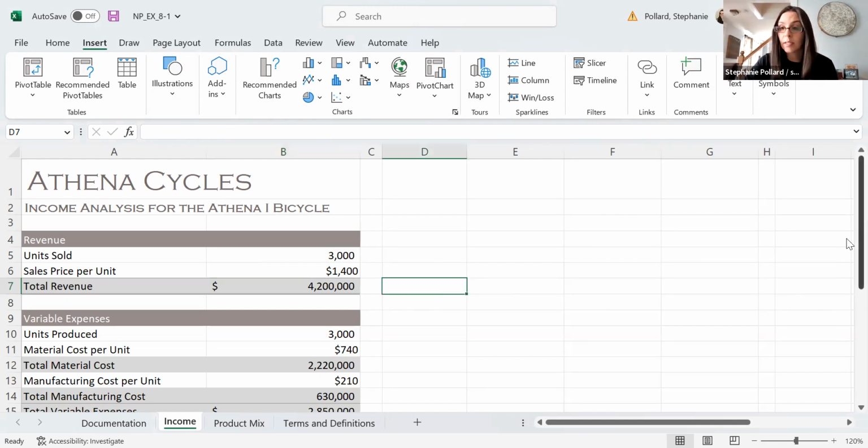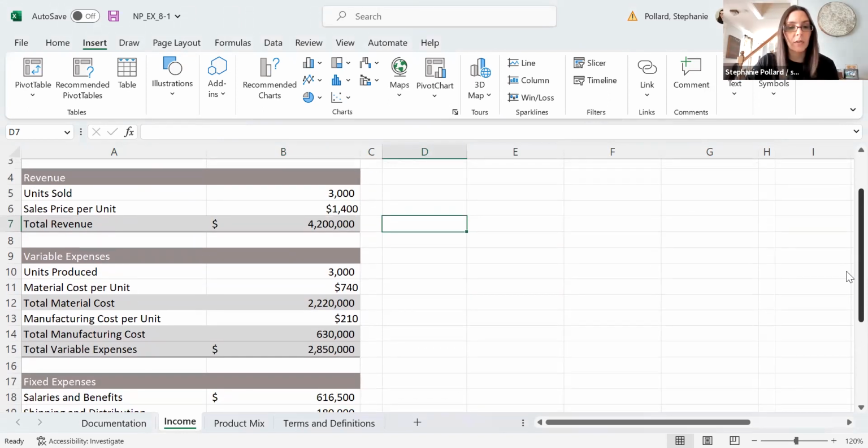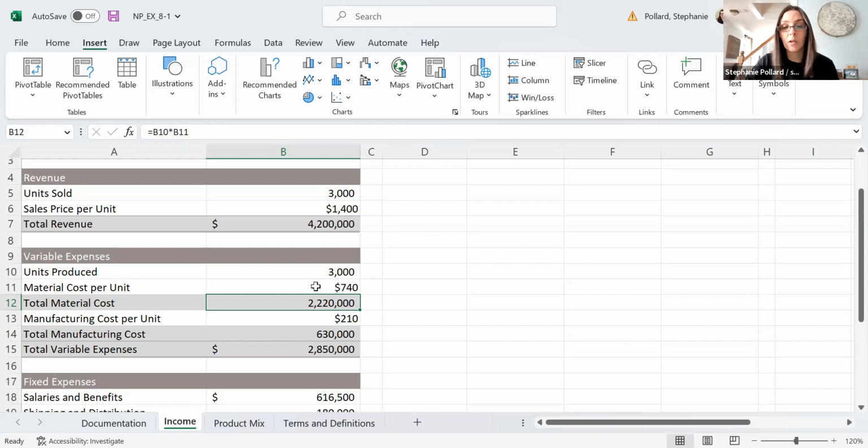Under the revenue, they have the costs broken down. Athena Cycles has different variable costs. They have a materials cost for producing the bicycles, and they also have a manufacturing cost. Both of these are variable because they depend on how many units are produced. This 2,220,000 comes from the number of units we're producing, which is 3,000, times the material cost. And then the 630,000 comes from, again, the number of units we're producing times the manufacturing cost per unit. And then the total variable costs would be 2,850,000.